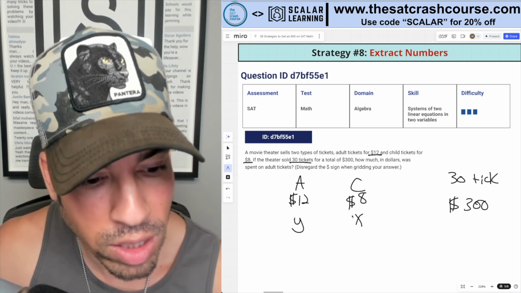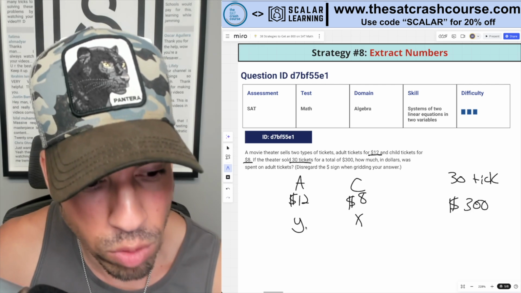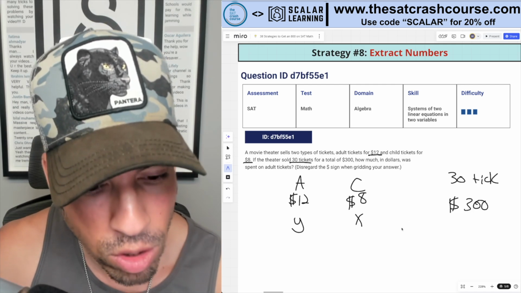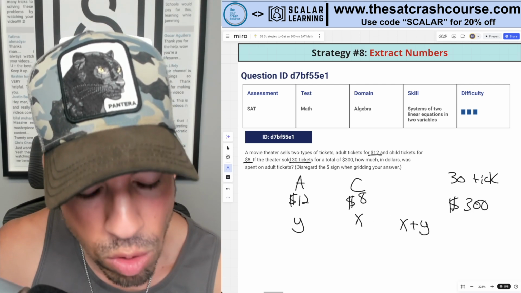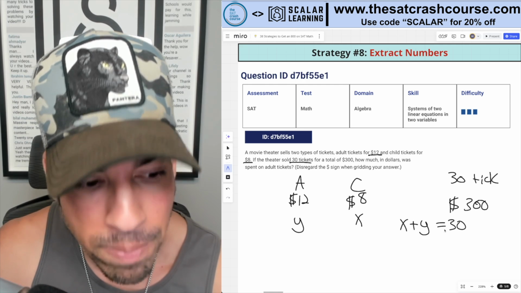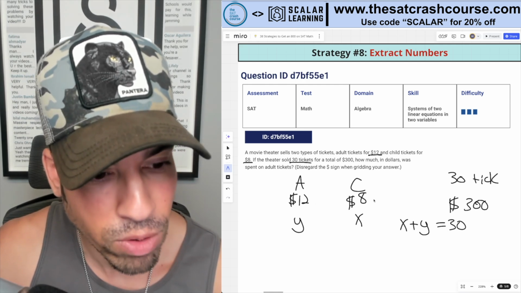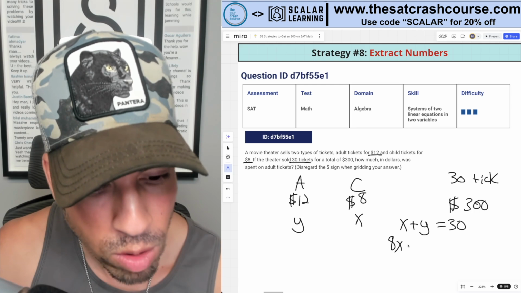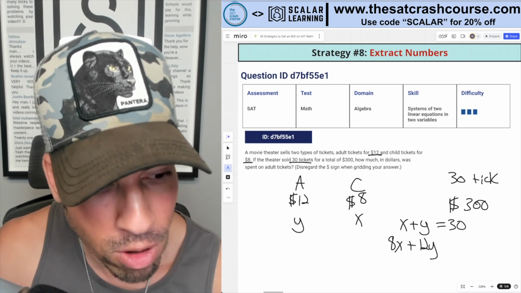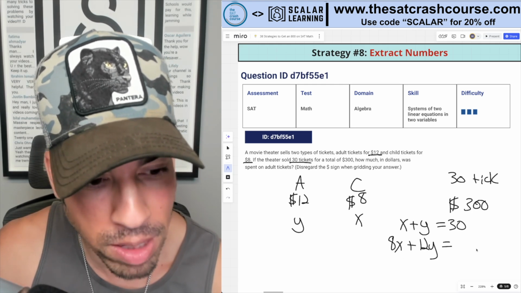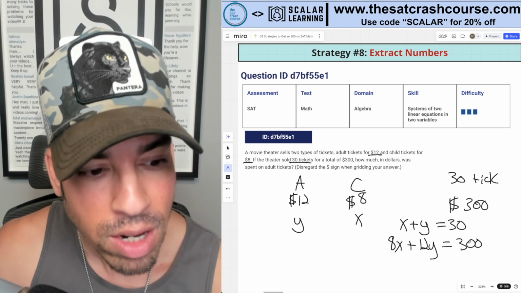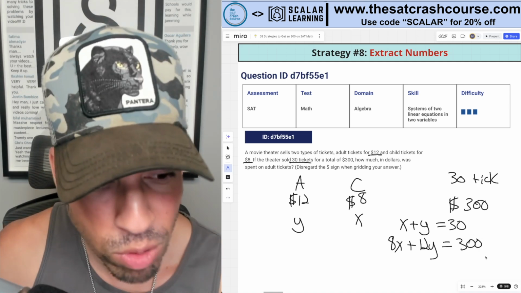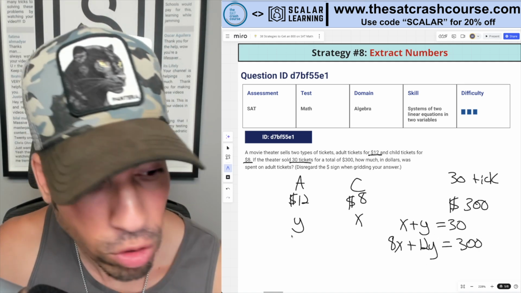So we know that x and y are the number of tickets sold for each of these categories, and we know therefore that since there's 30 tickets sold, x plus y must equal 30. We also know that for the amount of money, we know we're making $8 per child ticket. We know we're getting $12 per adult ticket, and the total amount of money we're making is $300. Now we've got this beautiful equation, and now we can start to solve for y.